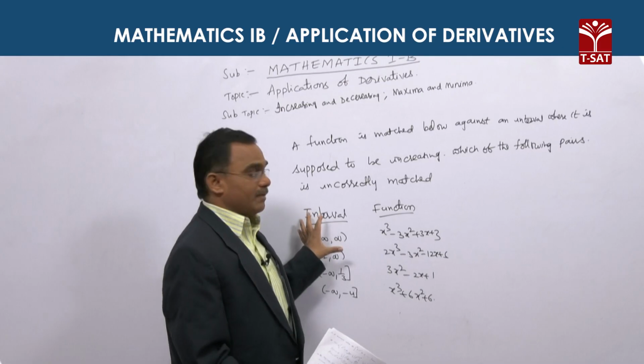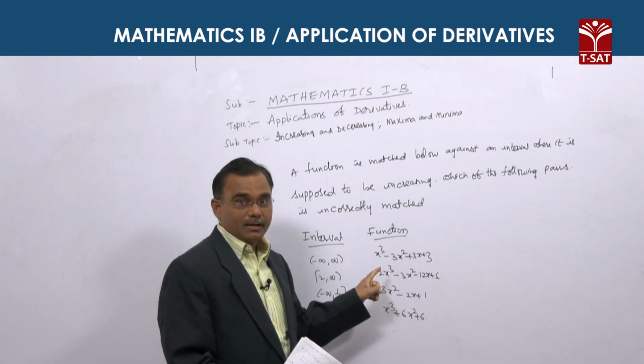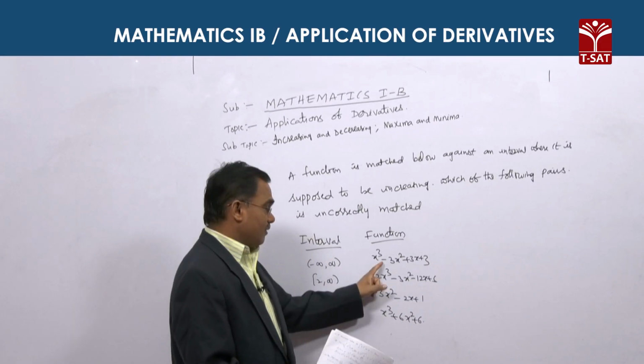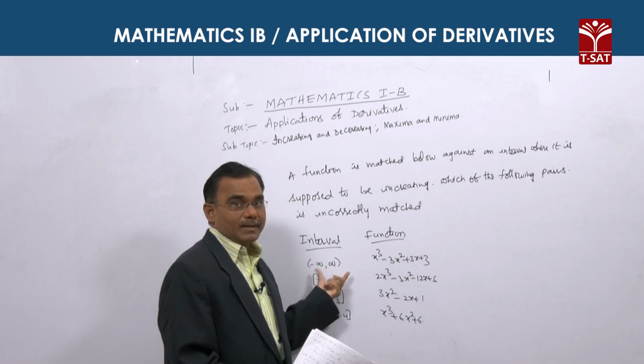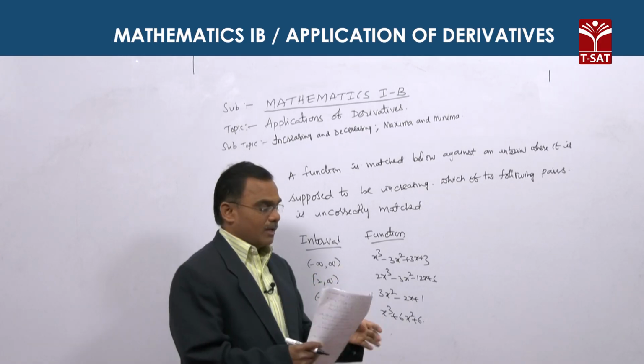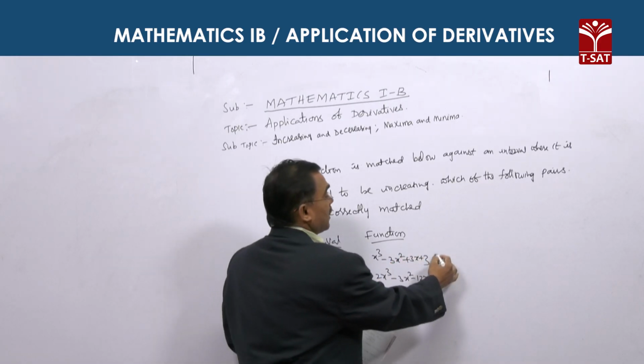Students, so given the interval and function, we match the functions here. One function is not correctly matched, and we have to find it. Given the function, the increasing interval is given. Three are the correct ones, and one is not correct. So you take the first problem.